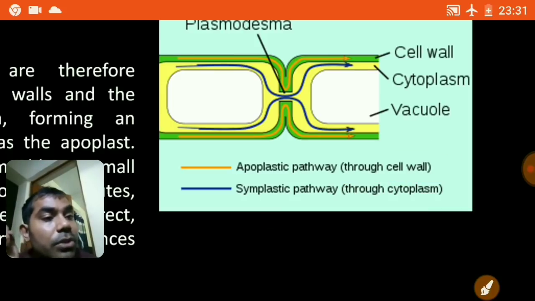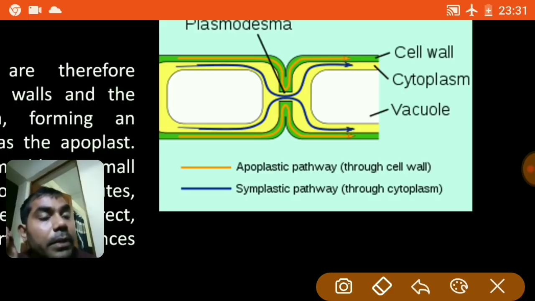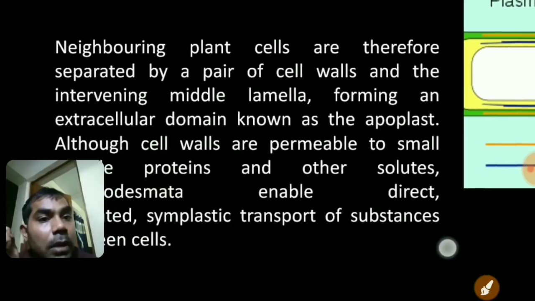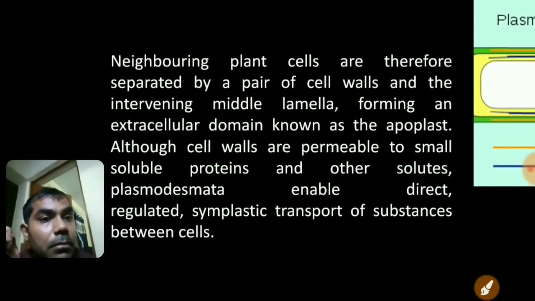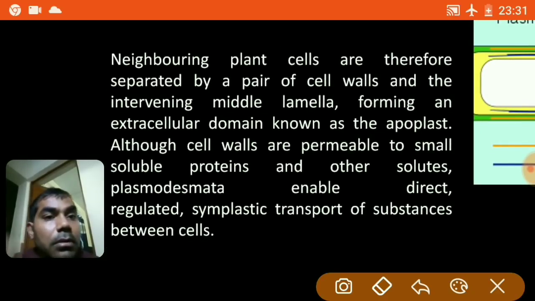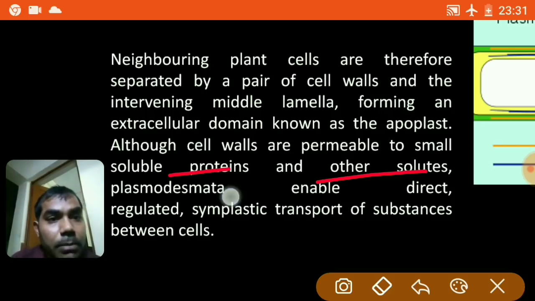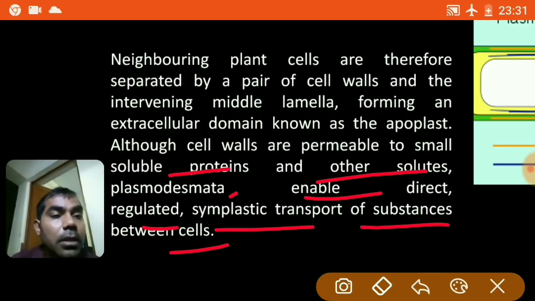So there will be some structure beside this, our plasmodesmata, and that will be the apoplast. Okay, and although the cell walls are permeable to small soluble proteins and other solutes, plasmodesmata enable the direct and regulated symplastic transport of substances between the cells. I have already told you that the role of plasmodesmata is to make communication as well as supply some material between the cells.